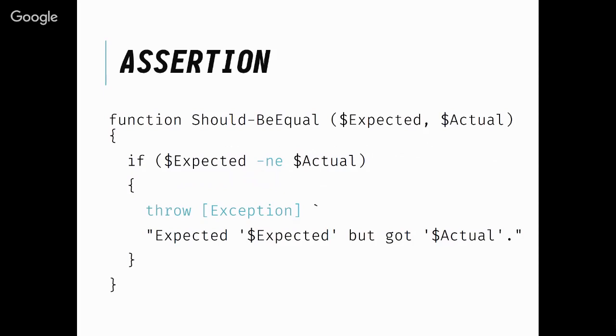And there are a few things to notice. One is that the expected value is on the left-hand side of the -ne operator. That is to force the comparison to use the same type. So if you're expecting a string, it should be compared as a string. That's just an implementation detail, but it's quite important if you're writing your own assertions.